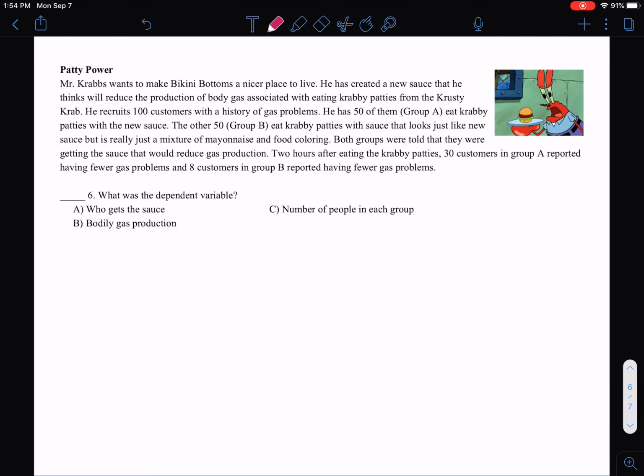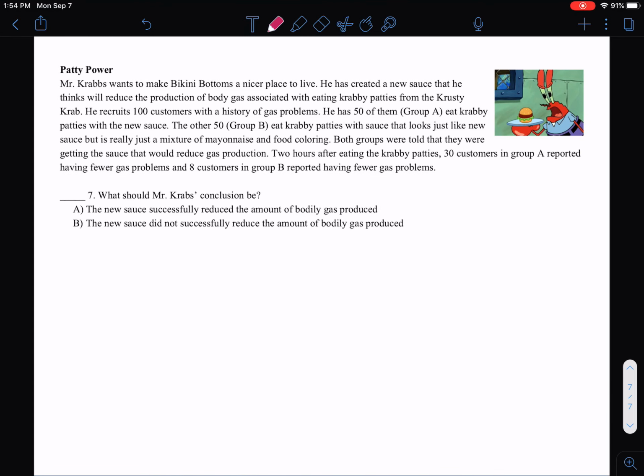Number 6 would be the dependent variable. Well, by process of elimination, C is out because it's a constant. We already know A is the independent variable. So B would be your dependent variable, because the bodily gas is dependent on who gets the sauce or what type of sauce each person gets.